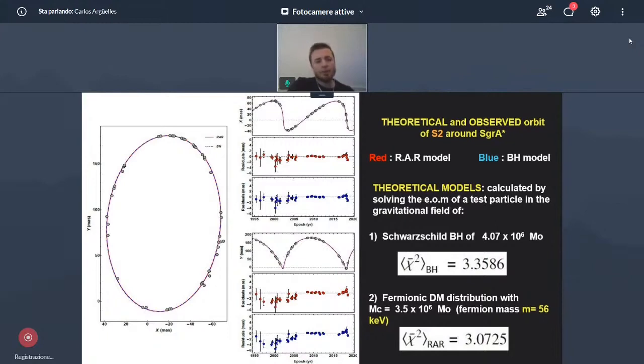biggest telescopes on Earth. In red, you have the theoretical prediction of our model, and in blue, the black hole. Here you can see the residuals, so you can see that both can comparably explain the positions of the S2. You can see here a bit better, the chi-square is a bit lower for the case of our model, but they are on equal footing, you can say.